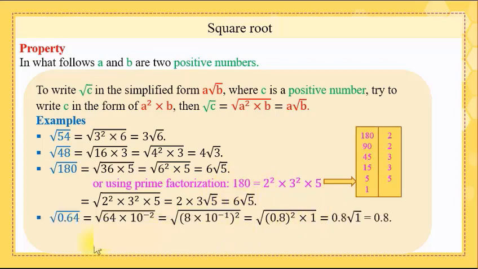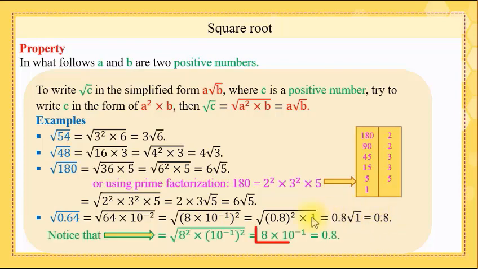Now radical 0.64. We write 0.64 as 64 times 10 to the power minus 2 as in the previous lesson. Then we write this 64 times 10 to the power minus 2 in this way: 8 times 10 to the power minus 1, to the power 2. And if you try to distribute this power into 8 times 10 to the power minus 1, you will get 64 times 10 to the power minus 2. Okay, now we cancel the power 2 with radical to get 8 times 10 to the power minus 1. And this means 0.8.